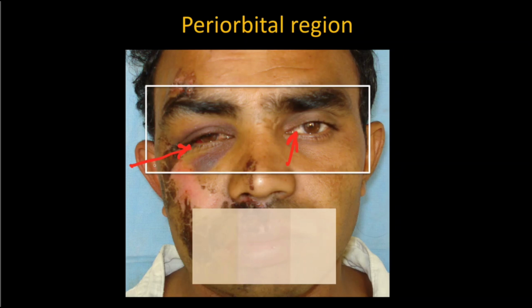Now also note the slant over here, the slant of the eye over here. Now this slant is also typical of fracture zygoma. This is caused by the inferior as well as posterior displacement of the fracture zygoma, which causes the inferior displacement of the lateral canthal ligament over here, and this gives the antimongoloid slant of the eye.